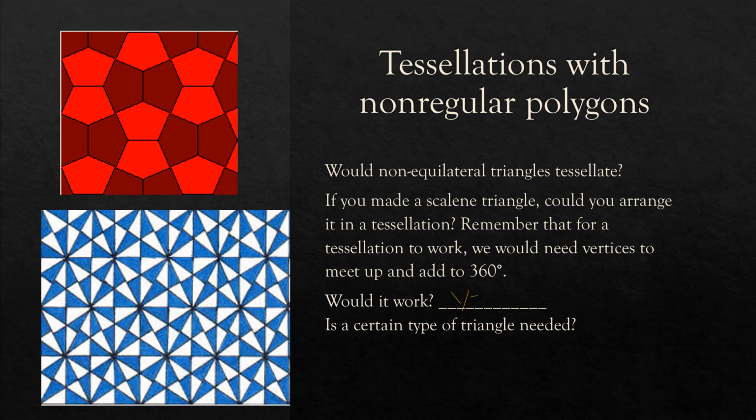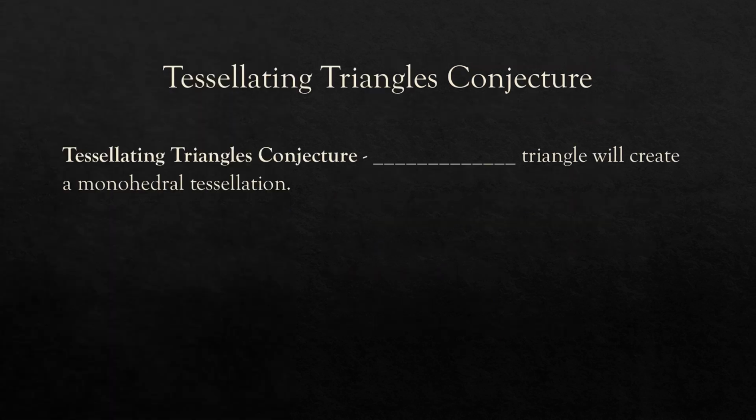Is a certain type of triangle needed? No. We can tessellate with an equilateral and a scalene, then I think that we could tessellate with an isosceles triangle as well. So our tessellating triangles conjecture is that any triangle will create a monohedral tessellation. Any triangle will work.